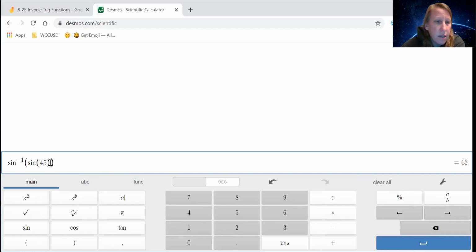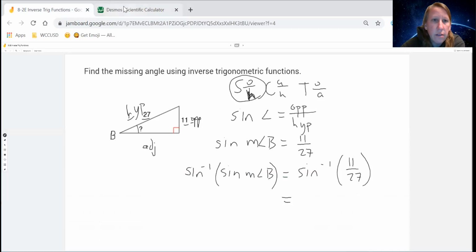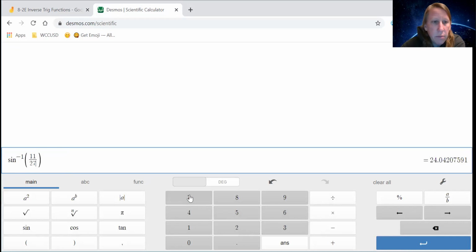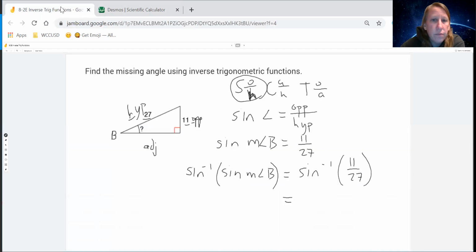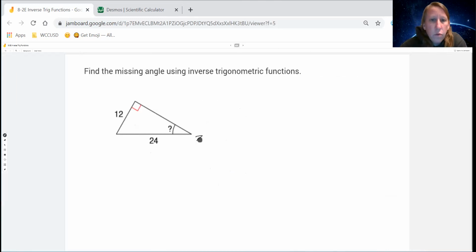Okay, all that to say, for this problem, we have to do the inverse sine of 11 over 27. That's the relationship between the opposite and the hypotenuse. And the inverse sine is about 24 degrees. So all of this goes away and the measure of angle B is 24 degrees. That's cool. Don't overthink this, you guys. You can do this. All right, last example for this mini lesson.